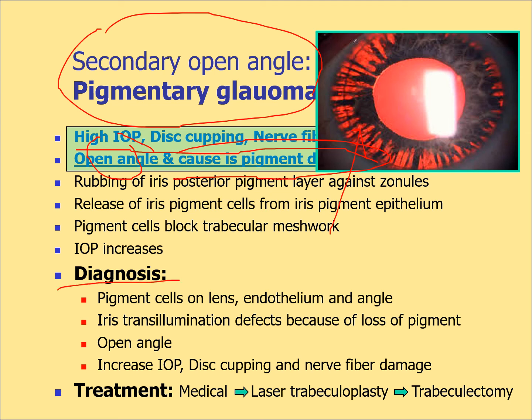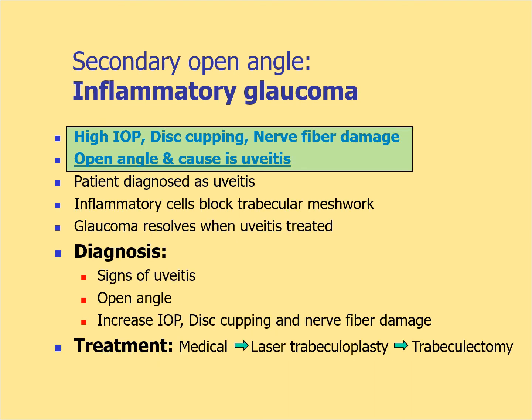For the diagnosis, along with the IOP, disc cupping and nerve fiber damage, you should see pigment cells on the lens, endothelium and angle, and iris transillumination, like this is the iris transillumination defects, along with the basic signs. Treatment is medical, laser trabeculoplasty and trabeculectomy, as it was for the open-angle glaucomas.